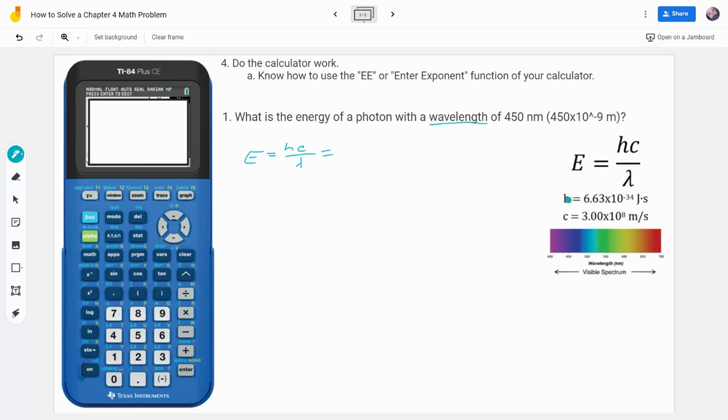Okay, now H is this number here. It's Planck's constant. It's a constant throughout the universe. And C is the speed of light. So that's that number there. So what we want to get in the calculator is this idea.